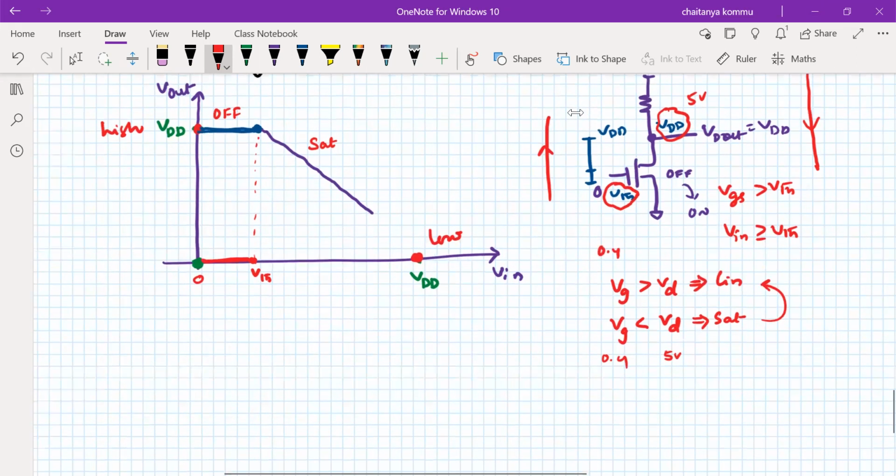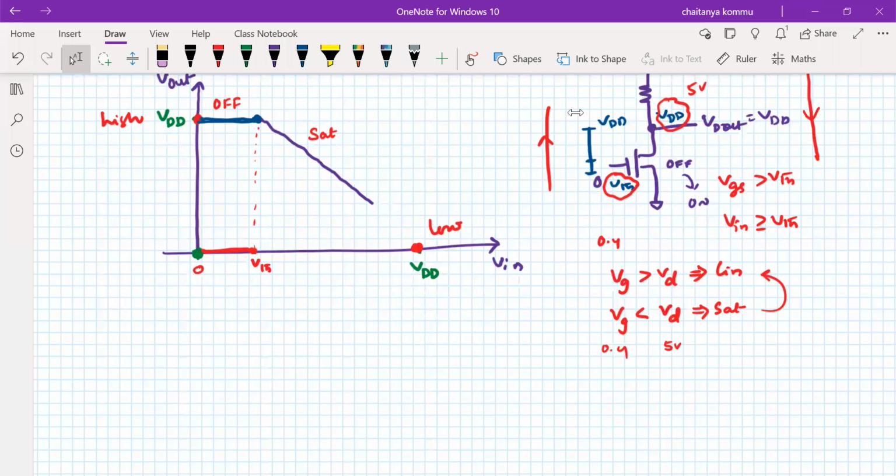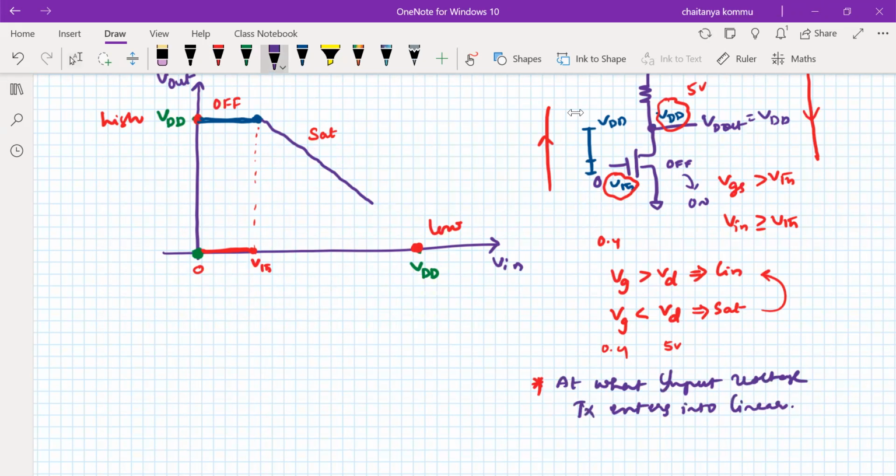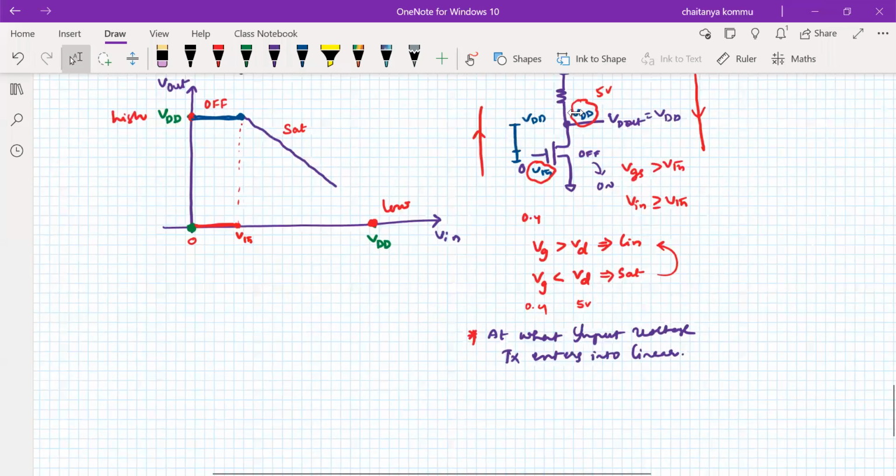So at what voltage the transistor will enter into the linear region? That is the question. Point is clear? The question is that at what input voltage does the transistor enter into linear region? That's the question. Okay, so when it will enter into that region, any guess?